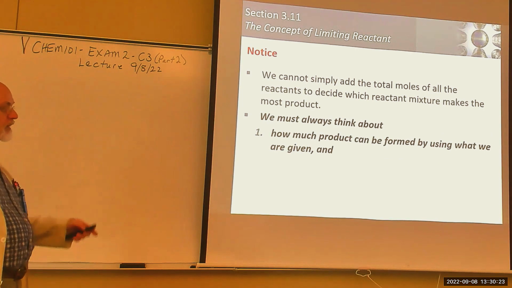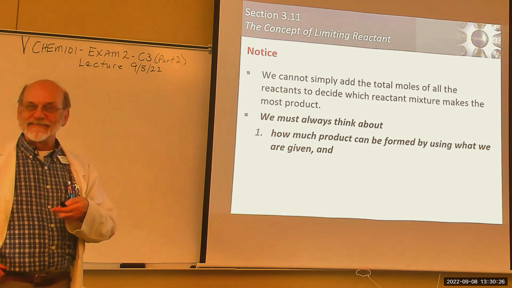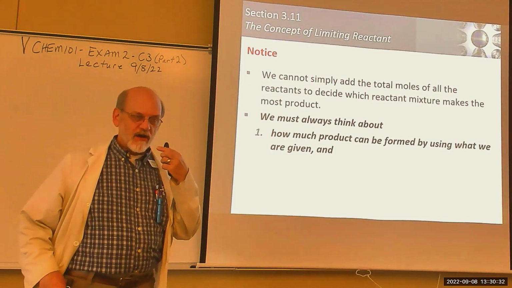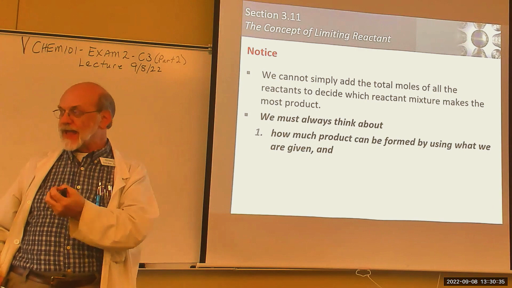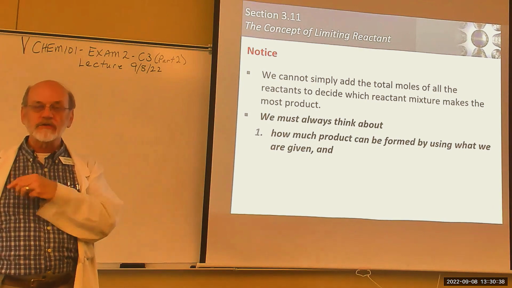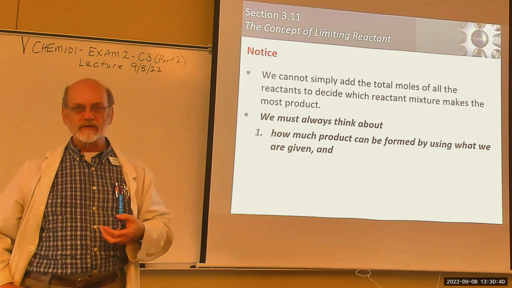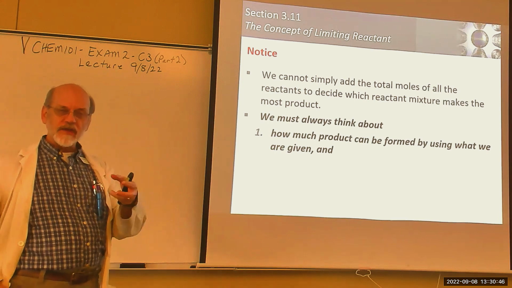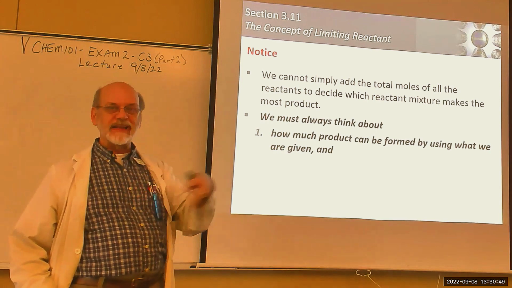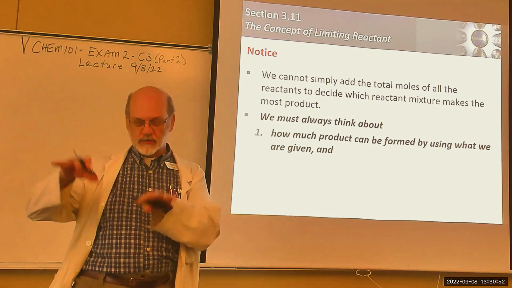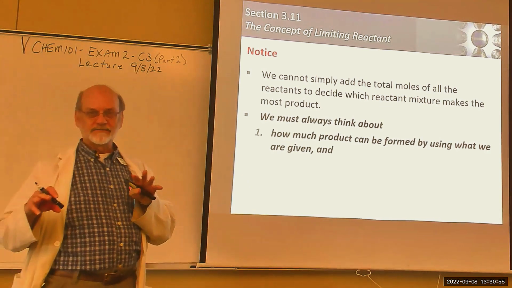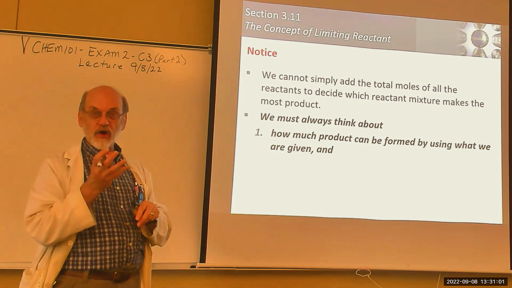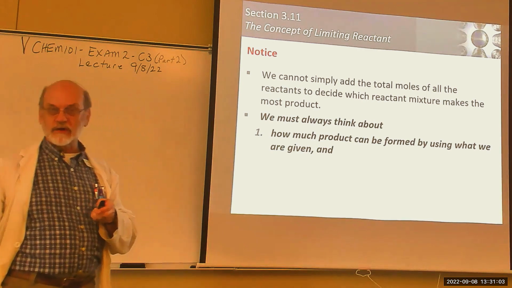How much product can be formed by using what you're given? So, as a general rule, the trick is take all of the amount of one reactant and say, what if all of it was converted to product? And you pick one of the products. Usually, you pick one that will answer the question. And then you take the other one and say, what if this one was used completely up and gave me that product? Right? Two different scenarios. Which one is limiting? The one that produces the least amount of product. And then you know which one is the limiting one.